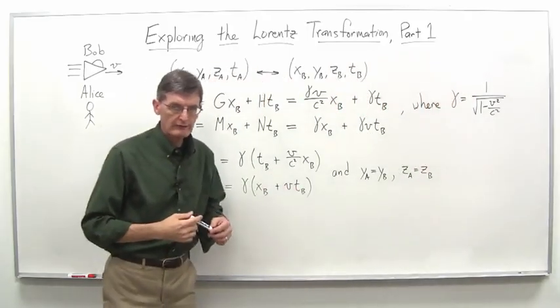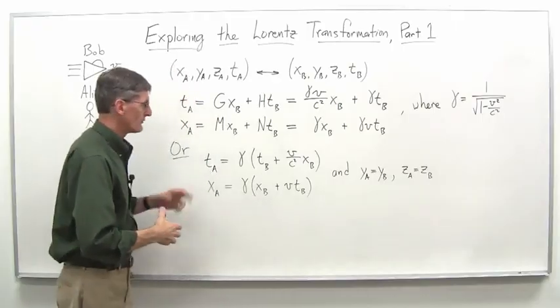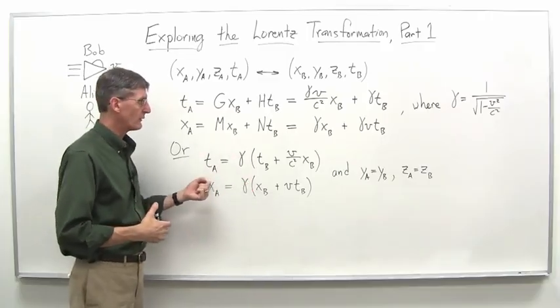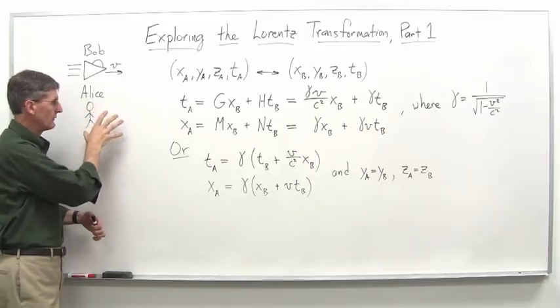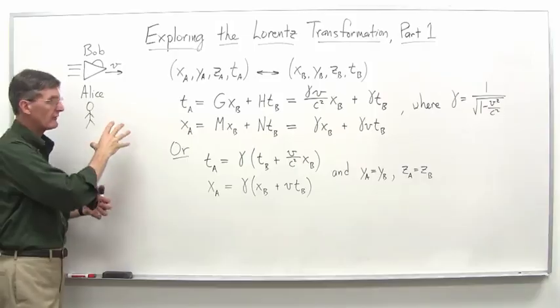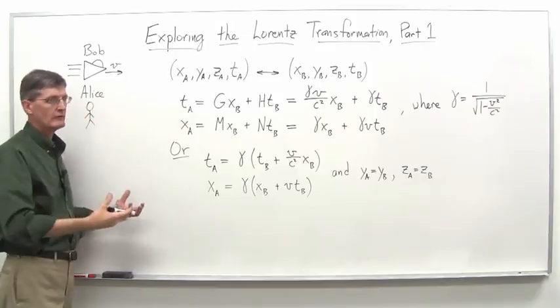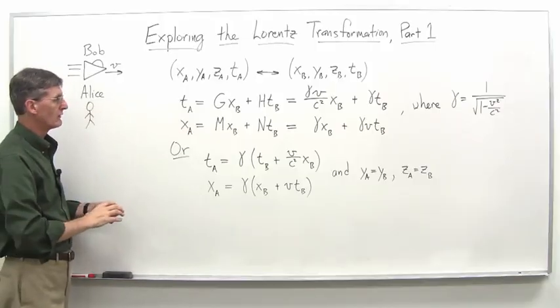Now let's spend a few minutes here exploring the Lorentz transformation. To start, let's remind ourselves where we were and what we ended up with. The goal was, if we have Alice, in this case being stationary, her frame of reference, Bob going by at some velocity v. Of course, Bob in his frame of reference is stationary. He sees Alice moving the other direction with velocity v.